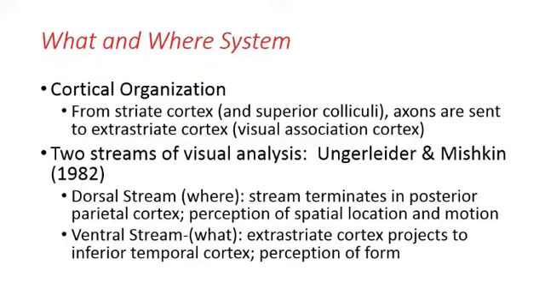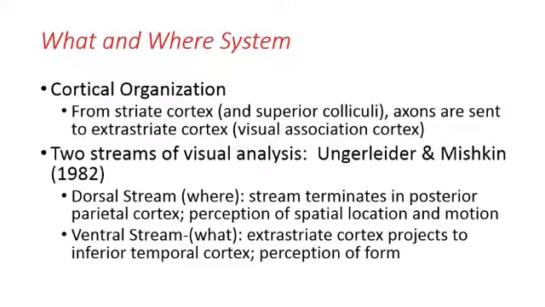The dorsal stream, or the where stream, terminates in the posterior parietal cortex. Because we know that the parietal cortex is associated not only with sensory perception, but also with our ability to localize things in the environment, the dorsal stream enables us to perceive the spatial location of objects and motion in the external world.